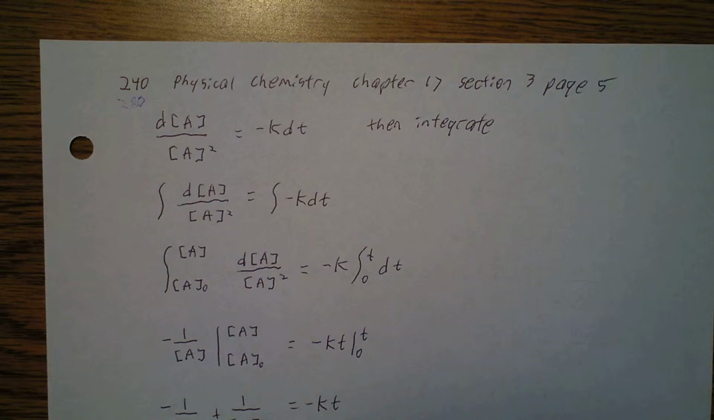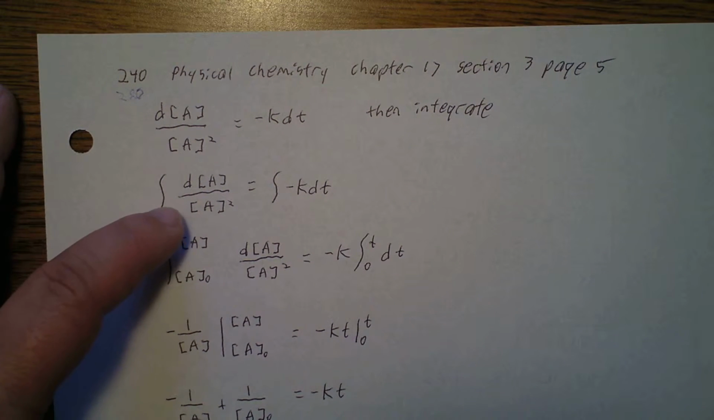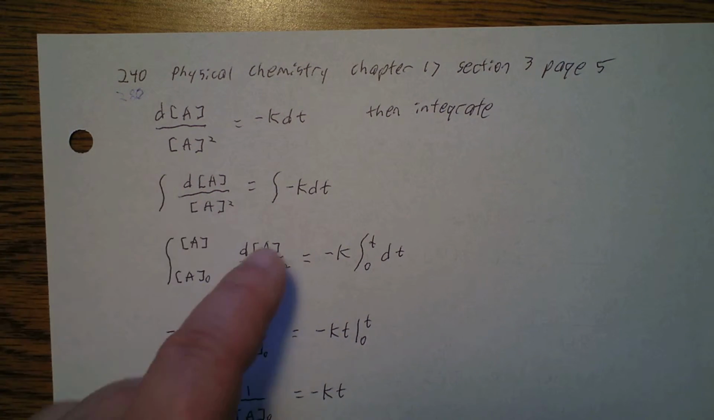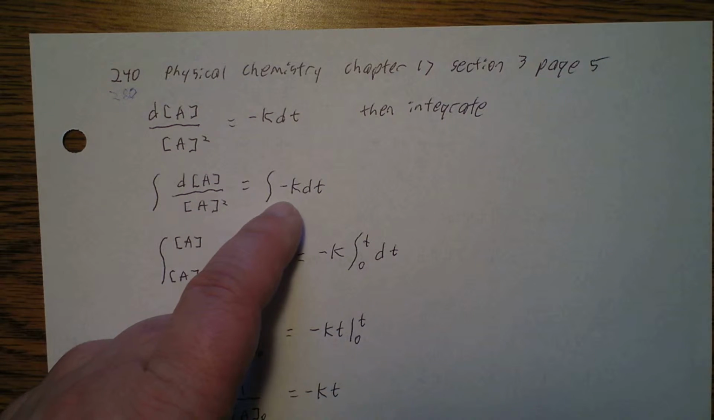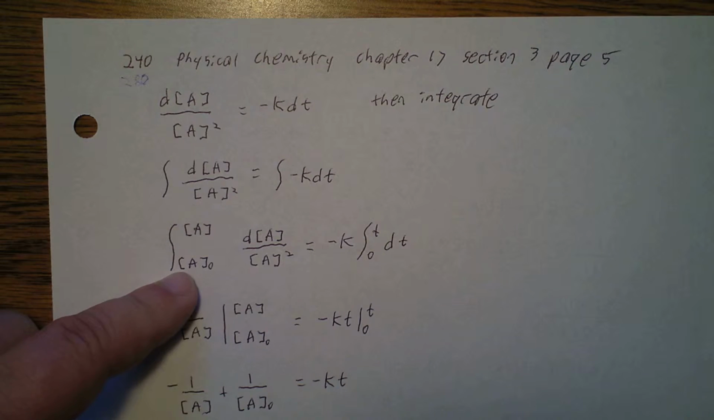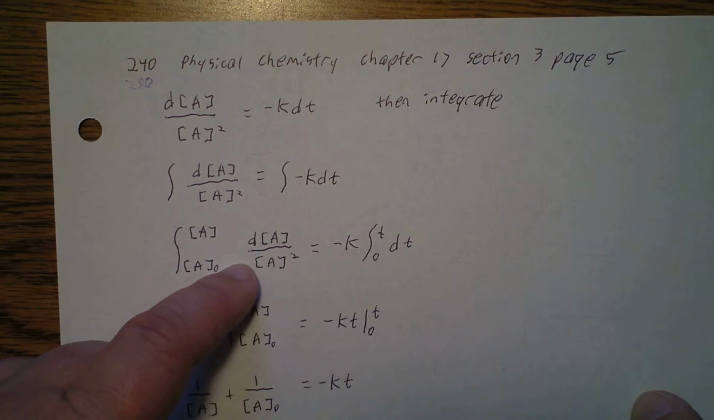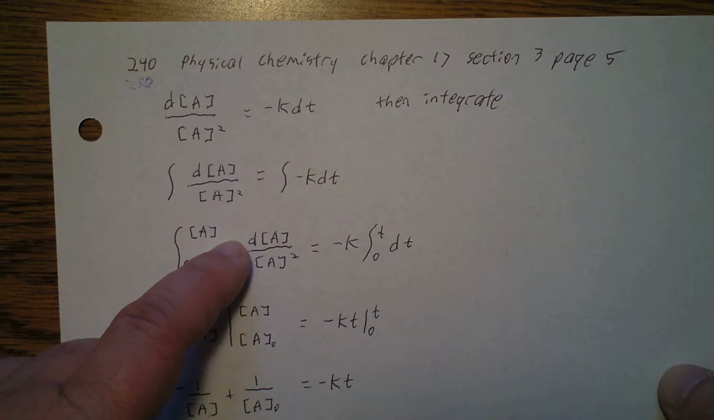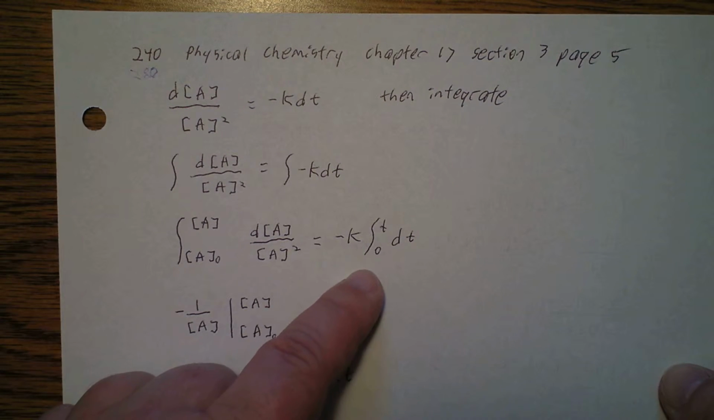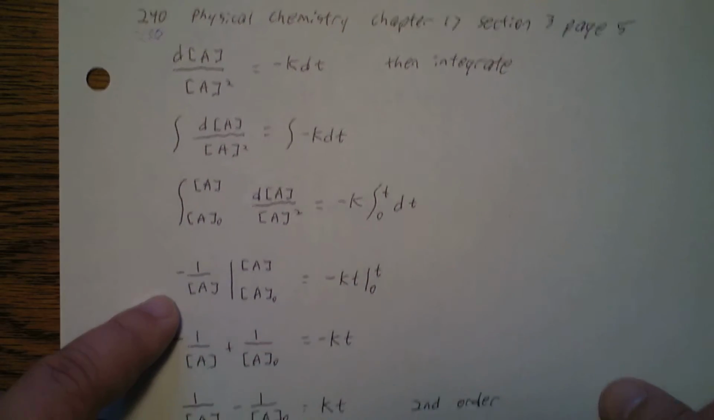Now that we've separated variables, we can integrate. So we have the integral of 1 over A squared with respect to the concentration of A is equal to the integral of minus K dt. So we get the integral from the initial concentration of A to the concentration of A of 1 over the concentration of A squared with respect to the concentration of A is equal to minus K times the integral from 0 to t with respect to time. Lowercase t is time, remember.